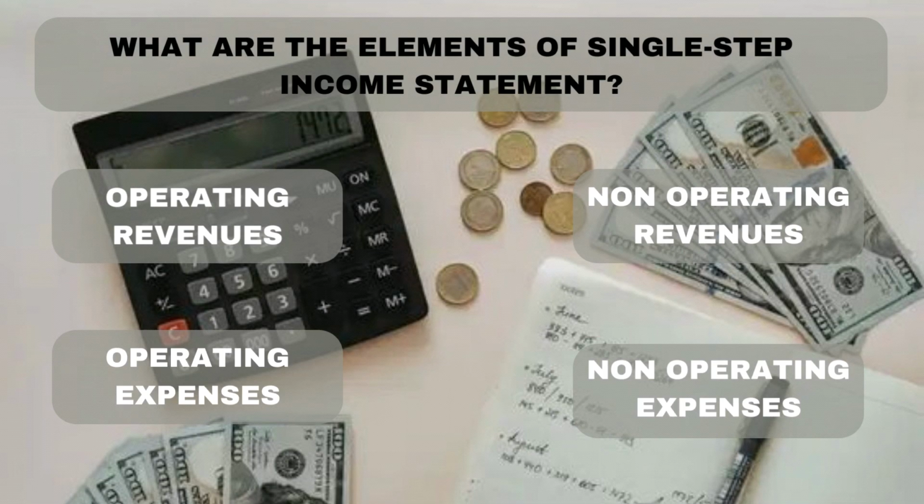And lastly, what are the elements of a single-step income statement? When making a single-step income statement, one must remember the key elements. These are the operating revenues, non-operating revenues, operating expenses, non-operating expenses.